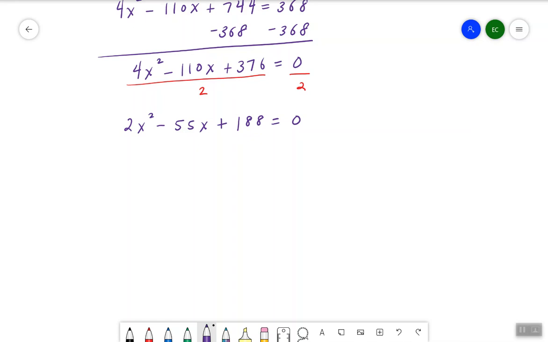So now we can go ahead and factor. Since the coefficient on x squared is not 1, we need to do factor by grouping, and so that means that we need to find two numbers that multiply to the product of this leading coefficient and this constant. So 2 times 188 means m times n is equal to 376.